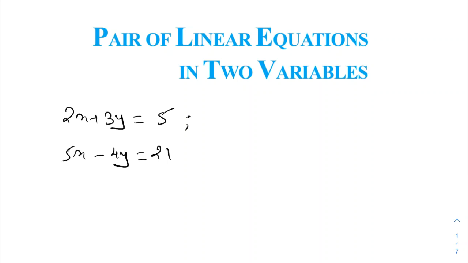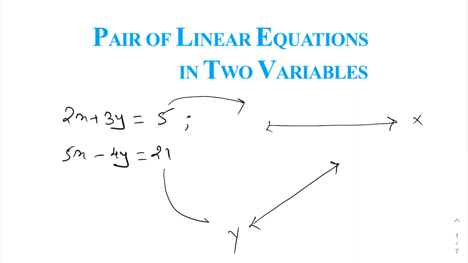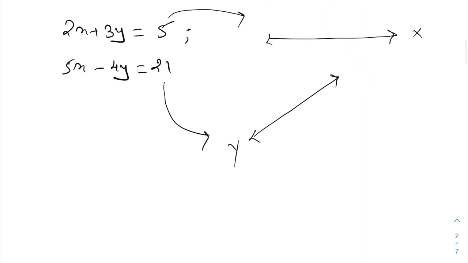So let us consider that this one is a line for this equation, and this one is a line. Let this one be line x and let this be line y. Now when we draw them together or extend them together, we get three possibilities. When we draw both graphs on the same paper, we get three possibilities for these two lines.